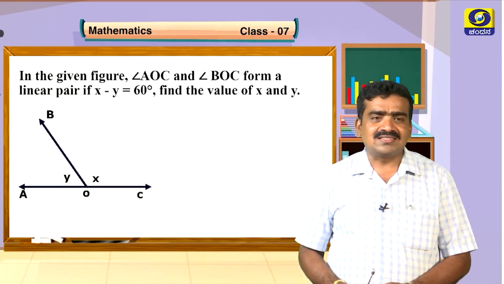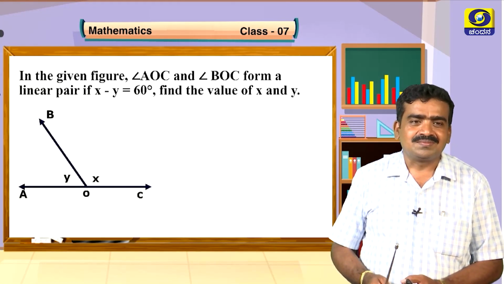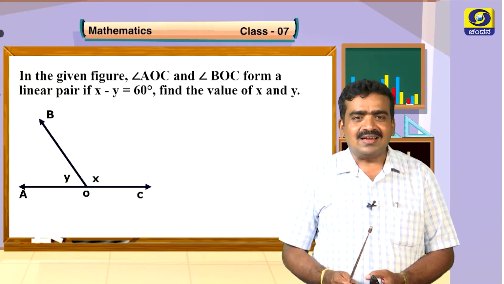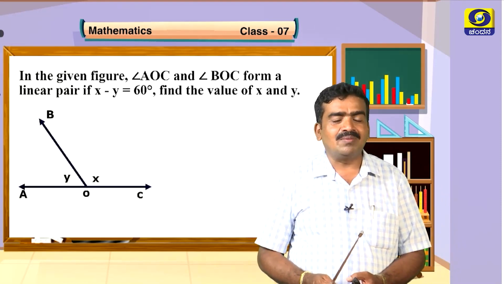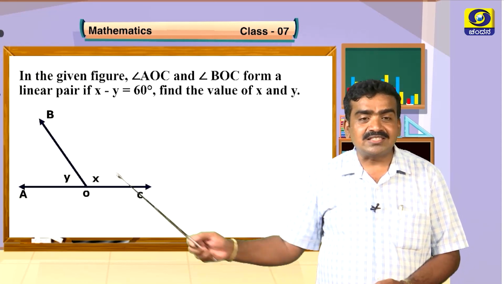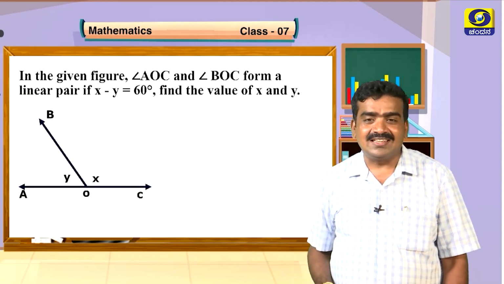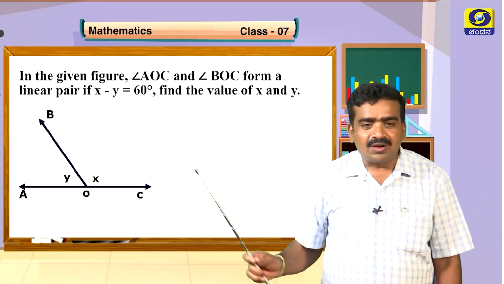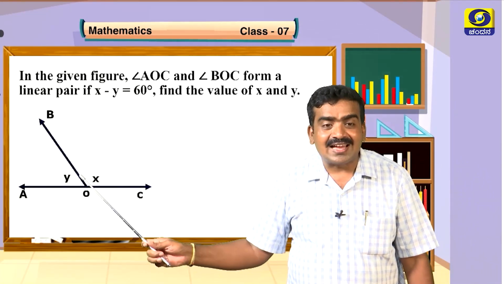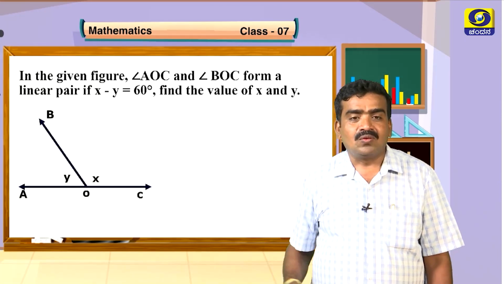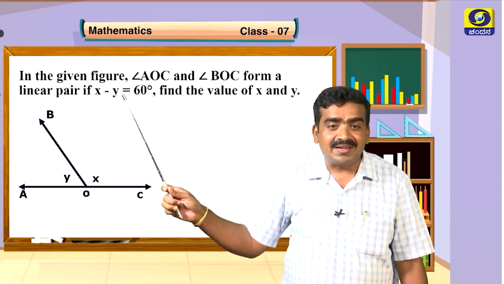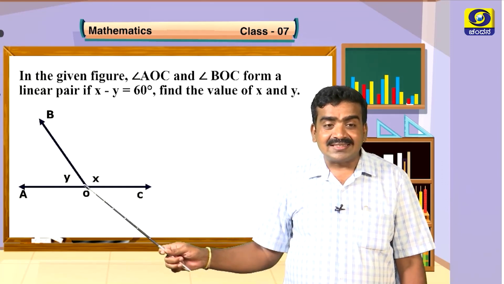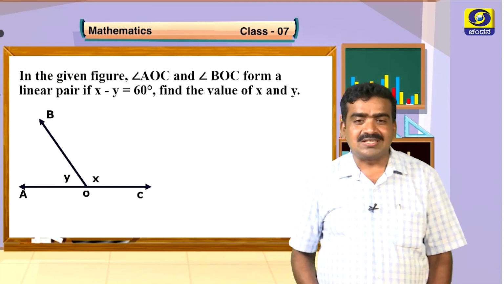Based on this, let us solve a problem. Read the question carefully. In the given figure, angle AOC and BOC form a linear pair. If x minus y is 60 degrees, find the value of x and y. That means we have to find the measure of angle x and angle y. The only data given is x minus y is 60 degrees. Then how do we calculate angle x and angle y? See the procedure.